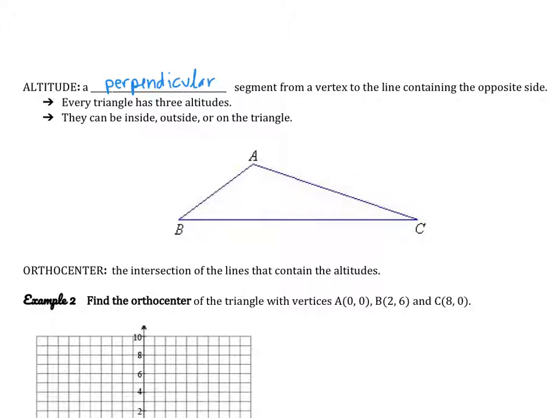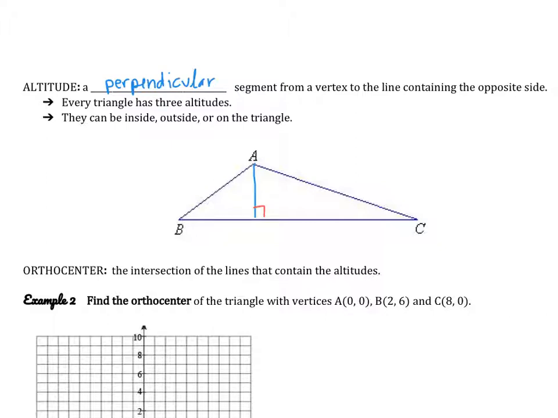And the thing with altitudes is that they can be inside your triangle. So if you look down at triangle ABC below, if I start at A and I draw the best perpendicular line I can see, okay, this is inside the triangle. But they could also be outside the triangle.